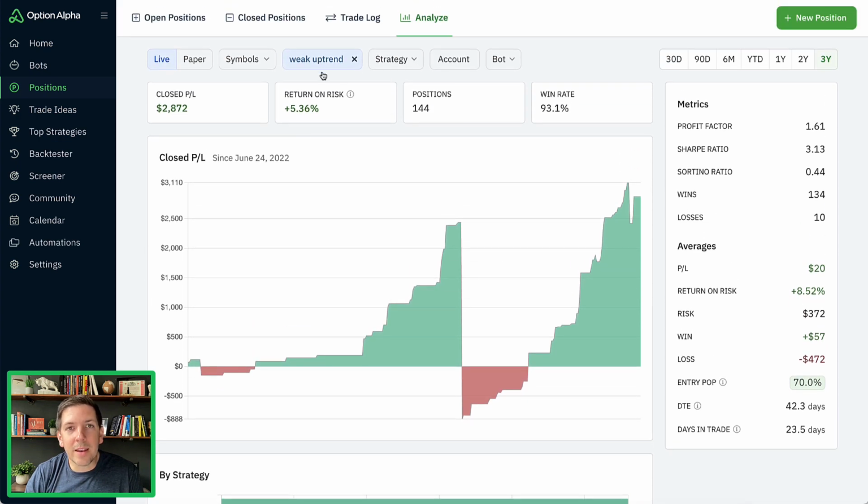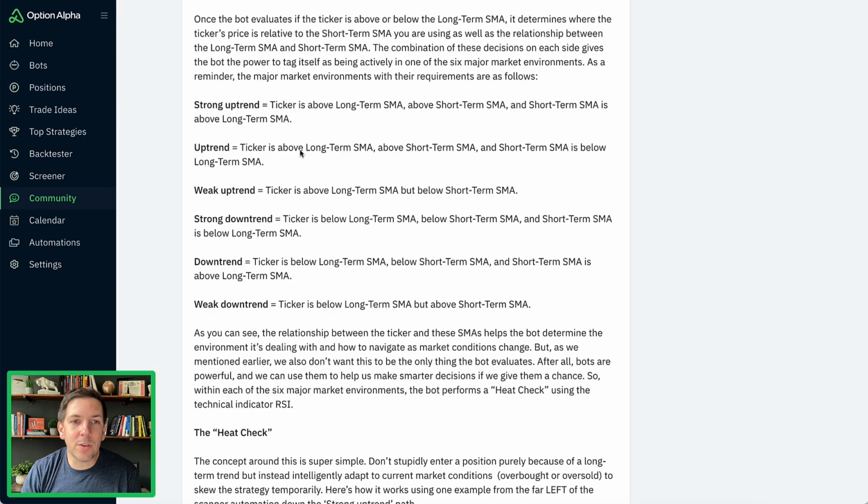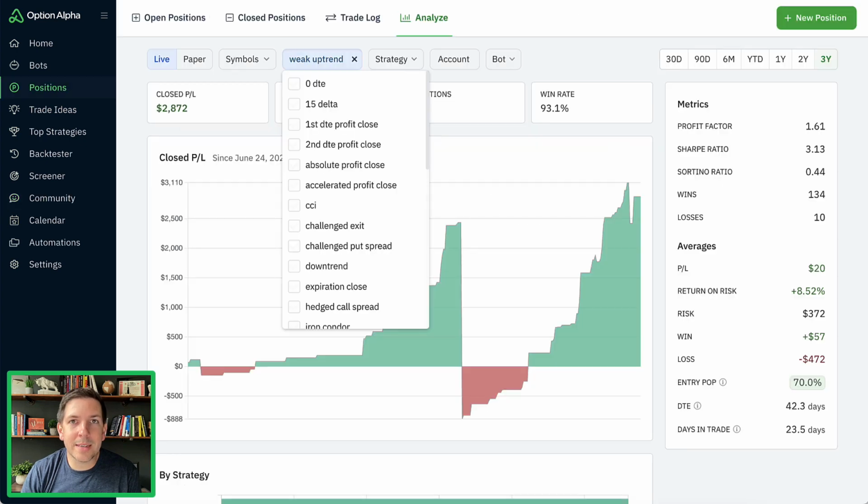So again, interesting one. The strong, aggressive uptrend did not help out. It was too strong to be selling put spreads. If you did more iron condors in a regular uptrend or weak uptrend, you ended up doing pretty well. Okay, so the next one that we're going to do here is strong downtrend.